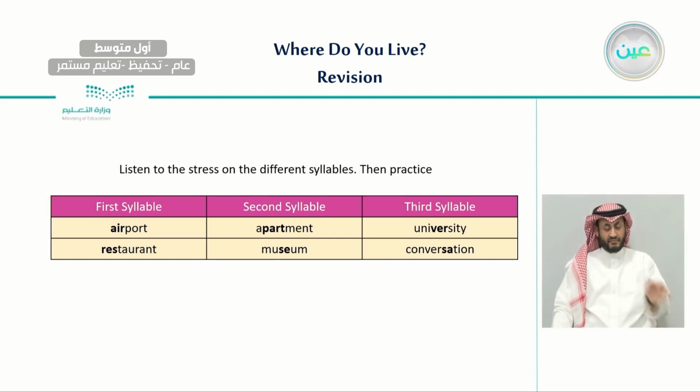And the second syllable words, which are apartment. Apartment. And also we have museum. Museum. As I reminded you last time, here you can see the S, but we pronounce it as Z. Museum. And the last word that has a third syllable stress is university. University. Here the bolded letters should be stressed. And the last one here, conversation. Conversation. Here we can see the S, but we pronounce it as Z.